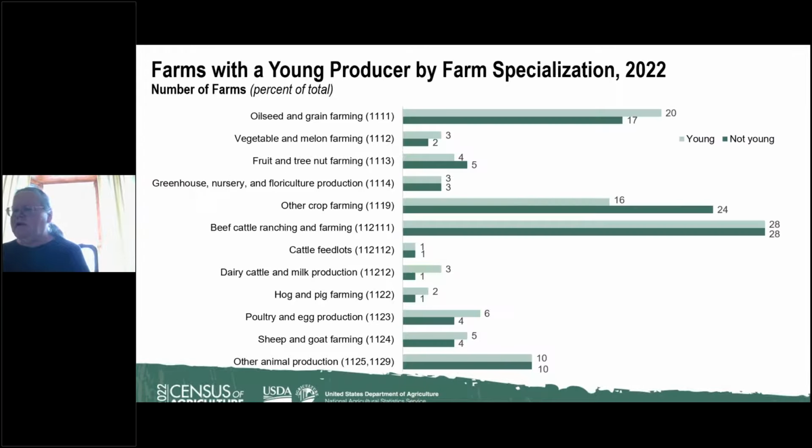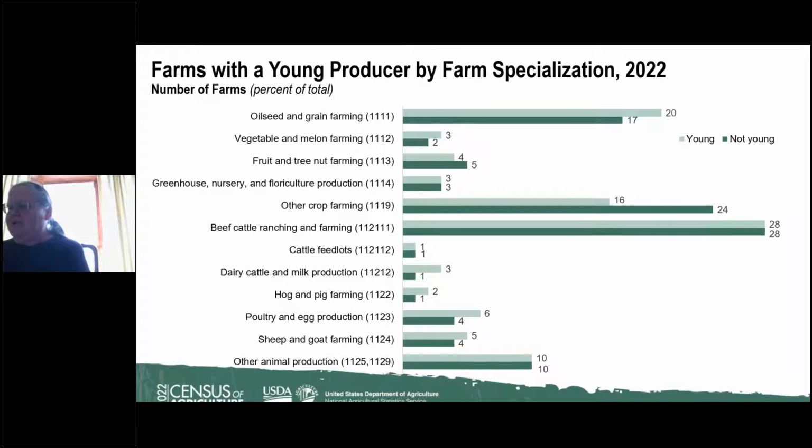Next slide. One of the ways you can look at farms by demographic groups is to look at their farm specializations. The census data assigns a unique NAICS code to each farm operation, which shows what type of commodity the farm specializes in. This is determined by the commodity category which generates at least 50% of farm sales. This commodity specialization is unique for each farm. In this chart, you can compare the commodity specialization for farms with young producers to specializations for farms with no young producers.